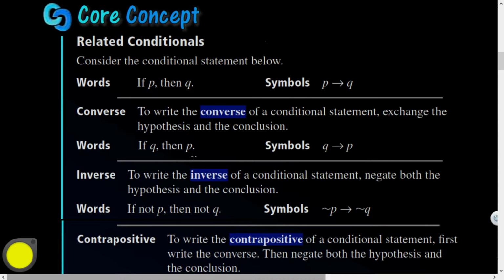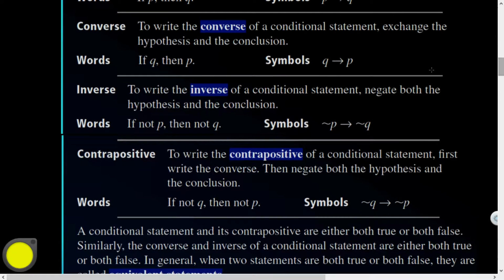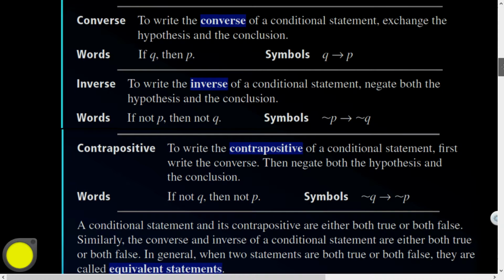The inverse keeps the same order, but negates the two statements. All right, so not P implies not Q, right? Or if not P, then not Q. And so these are a little bit weird. And then contrapositive does both of those things at the same time. It flips it and negates it. It's not Q implies not P.